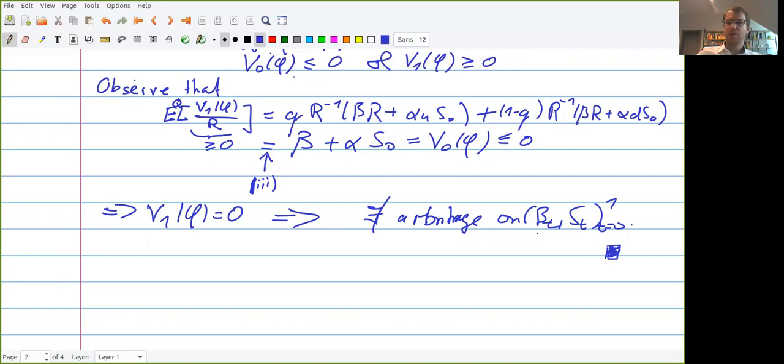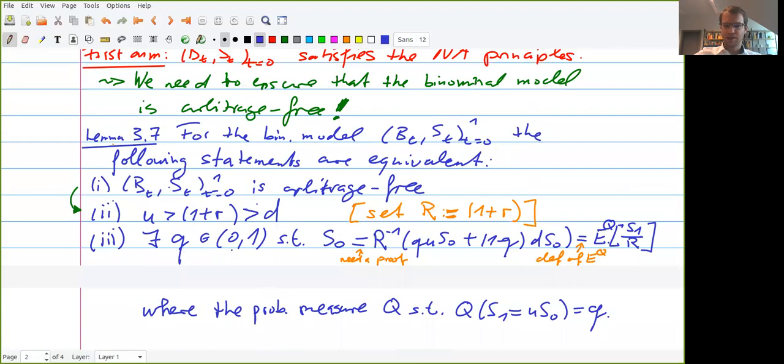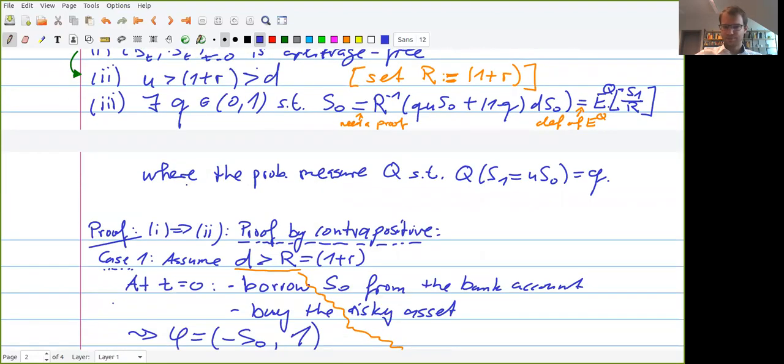So we know now under which condition the binomial model is arbitrage free. Namely, if our parameters fulfill the second condition here, so that D is strictly smaller than R plus 1, which is strictly smaller than U.